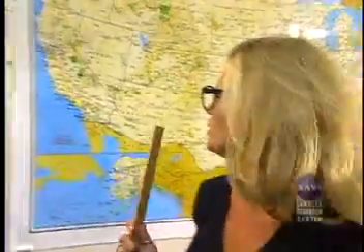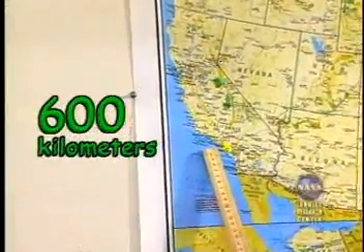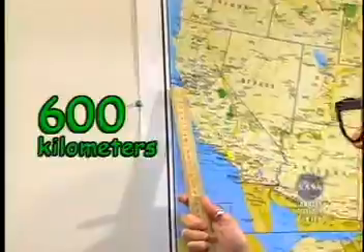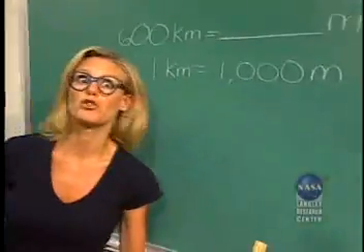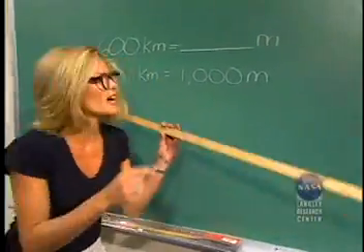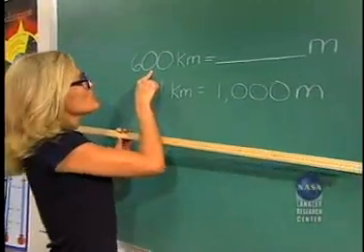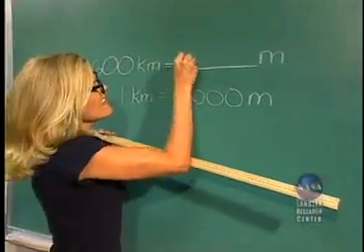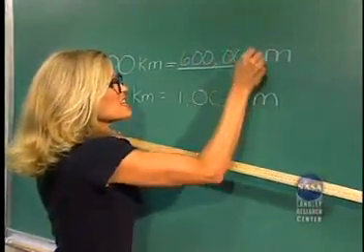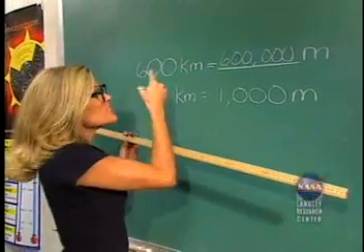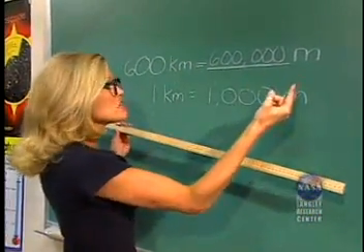Using the metric system, we can easily convert units with some mental math. For example, we know Los Angeles is approximately 600 kilometers from San Francisco. Now, if we want to know that same distance in meters, all we have to do is multiply by 1,000. Why? Because there's 1,000 meters in 1 kilometer. So you multiply 600 times 1,000 and you get 600,000 meters. 600 kilometers is the same as 600,000 meters.